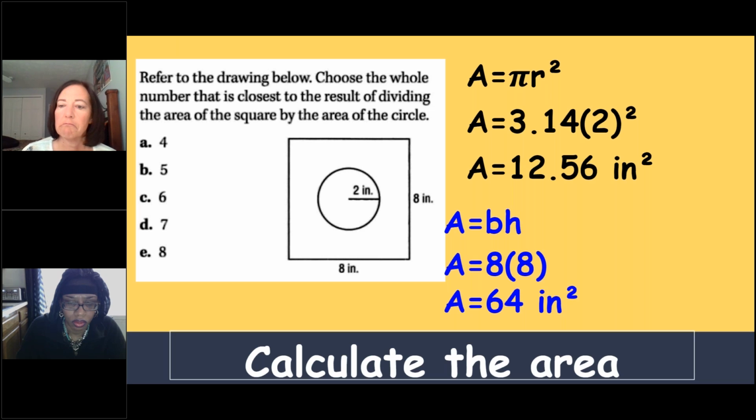So I get 5.09. You're super close. If you round it, then it should be 4.